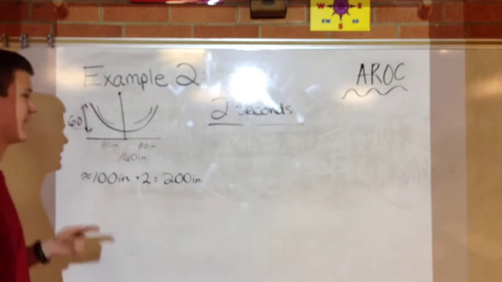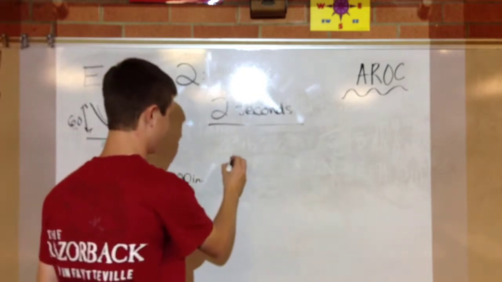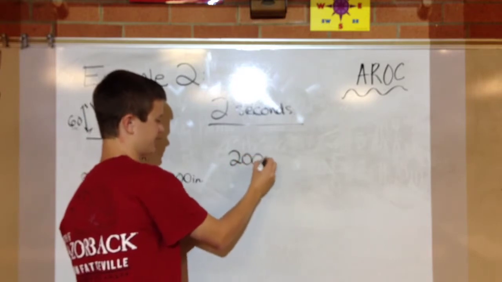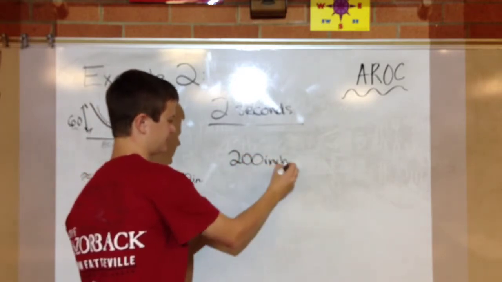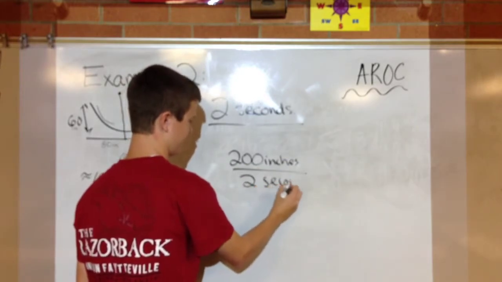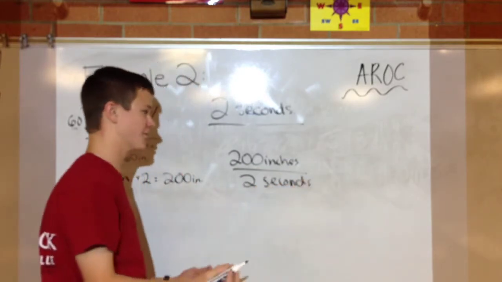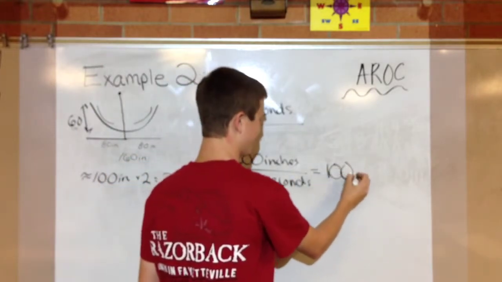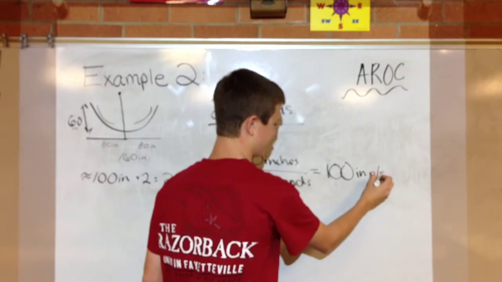Alright, so for the average rate of change equation, my total overall distance was 200 inches over 2 seconds. And this one's so easy you can almost do it in your head. You should be able to, rather. And so I was going about 100 inches per second.